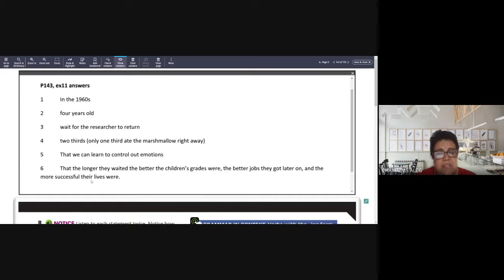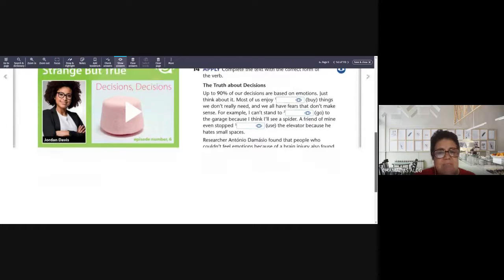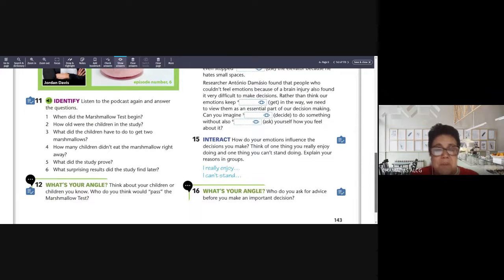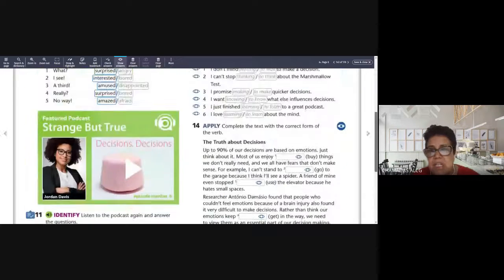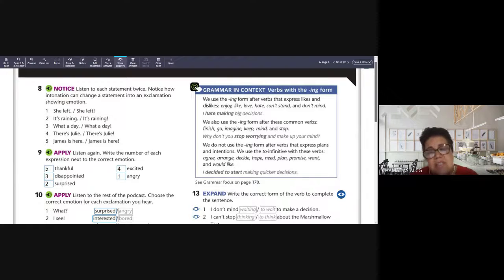The longer they waited, the better the children's grades were, and the better jobs they got later on, the more successful their lives were. So it's a consequence, right? And here we have all the answers. So people, this is a very nice experiment. If you want, you can read more about this experiment, the marshmallow experiment. It's really interesting. So again, we did the first half of the page. Next half we do next week, okay, the other half.